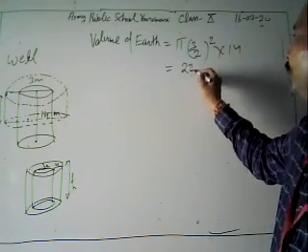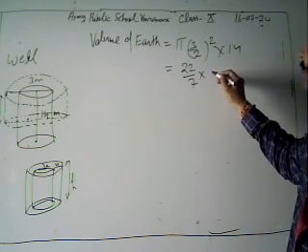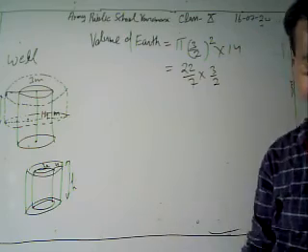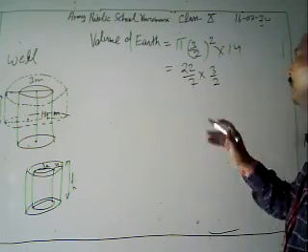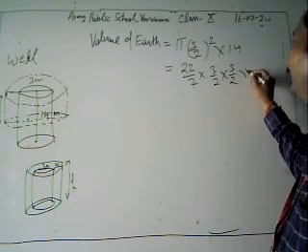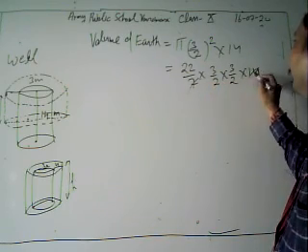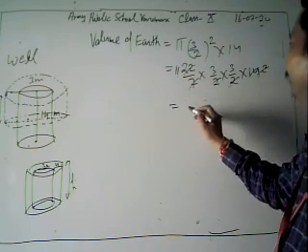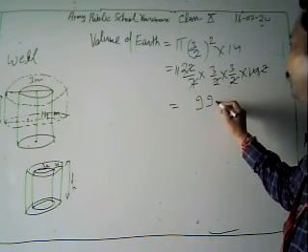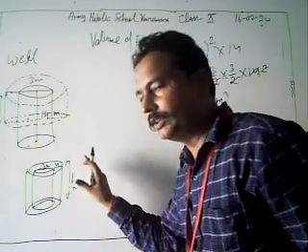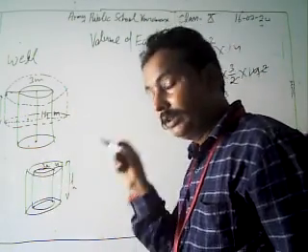Then 22 by 7, and then we have 3 by 2 whole square, also taking the terms of pi there. Let's solve it. 3 by 2 into 14. It's 7, 2, this 2, then 11. Then what do we have? It's 99. So the volume of earth is 99. From this volume of earth, we make up a shape like a hollow cylinder.